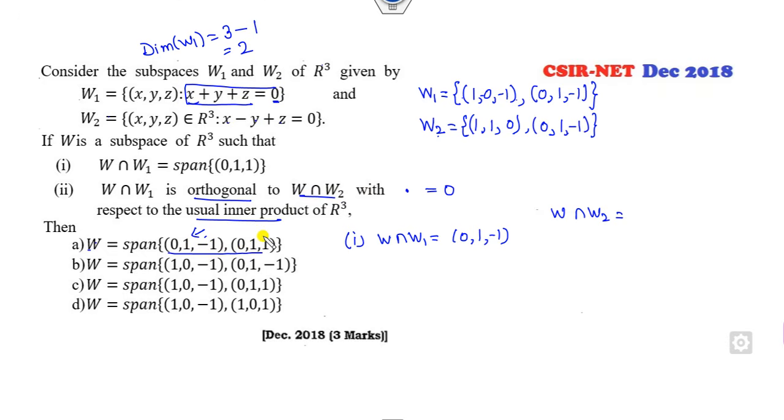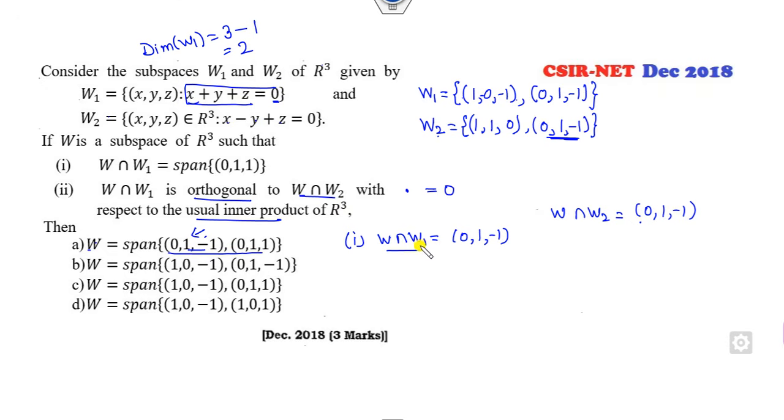None of them. Okay, but it's a span of this. Can you make them as W intersection W? So now this is there. Fine. So 0, 1, minus 1. So this is W intersection W1. This is W intersection W2. Is it W intersection W1?